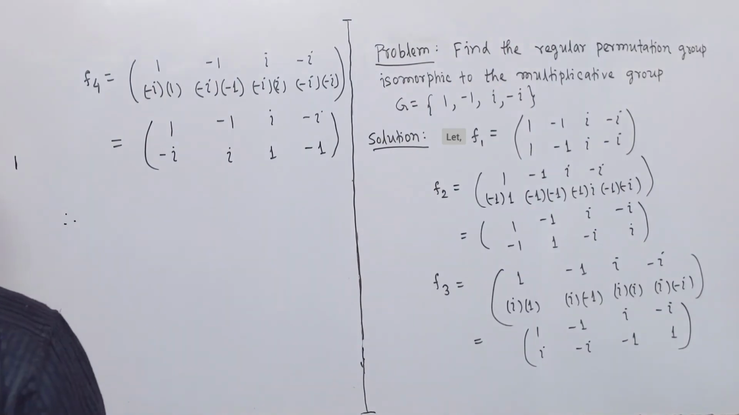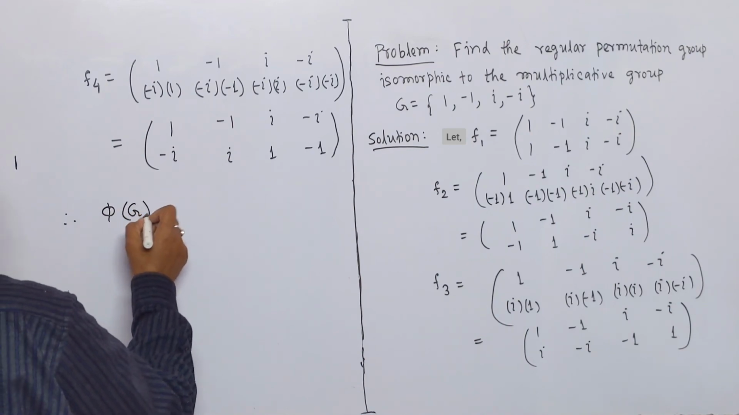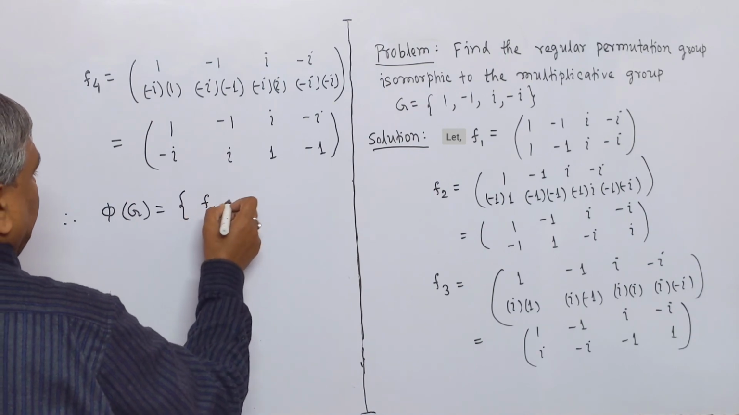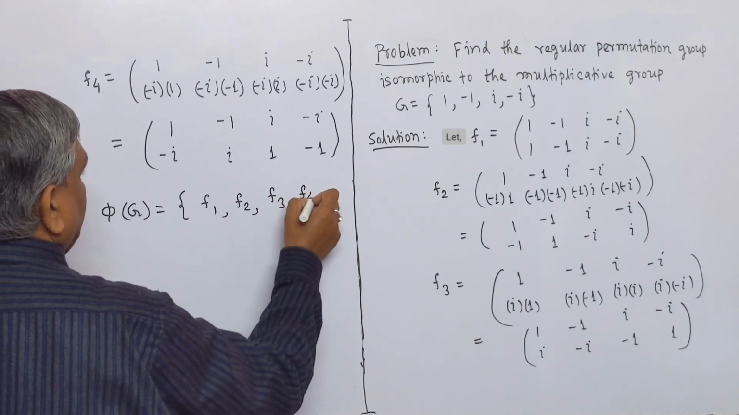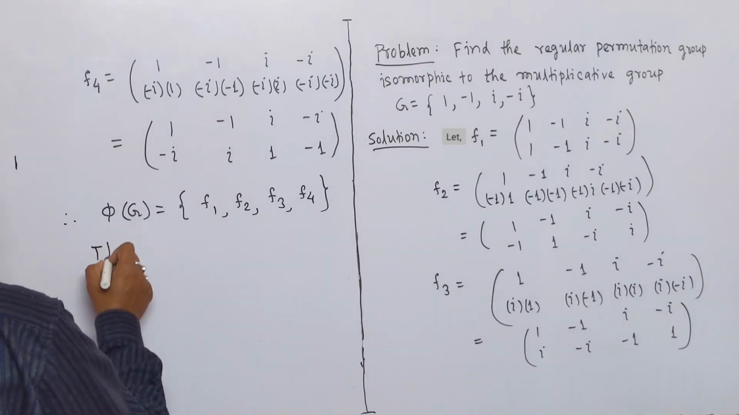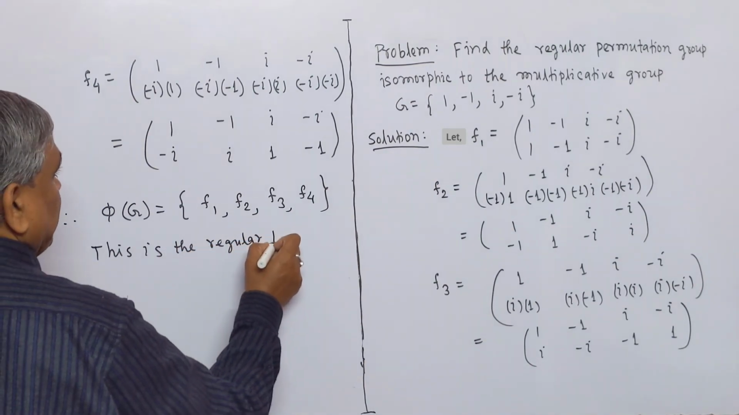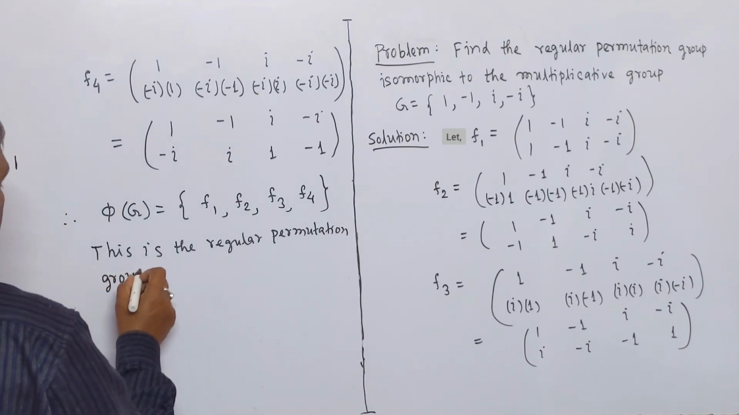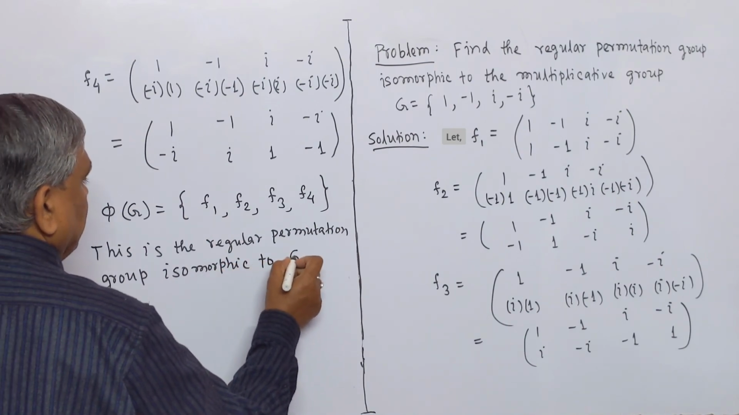Therefore phi G equal to the set containing F1, F2, F3, F4. This is the regular permutation group isomorphic to group G.